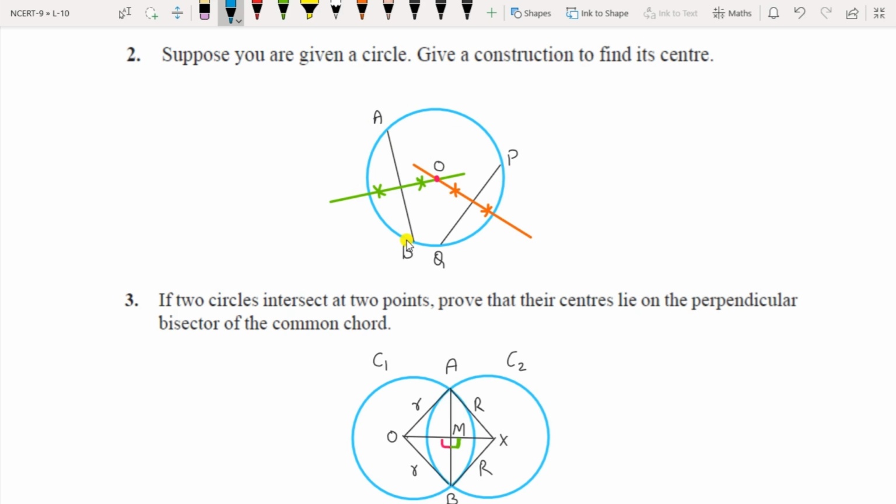You have to draw two chords, suppose AB and PQ, and draw the perpendicular bisectors of those chords here. The perpendicular bisectors of both the chords meet at a point, and that point is called the center of that circle. So that is the construction to find the center of the circle.